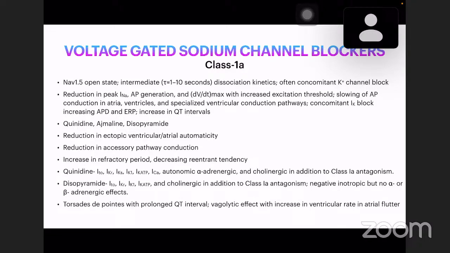Coming to disopyramide, it also decreases the inflow of potassium and ATP, and has cholinergic action also, in addition to the class 1A antagonism. There is a negative inotropic effect, but no alpha or beta adrenergic effects. With this prolonged QT interval, there can be torsades de pointes, vagolytic effects, and increased ventricular rate in atrial flutter. These are the negative impacts of the class 1A drugs.